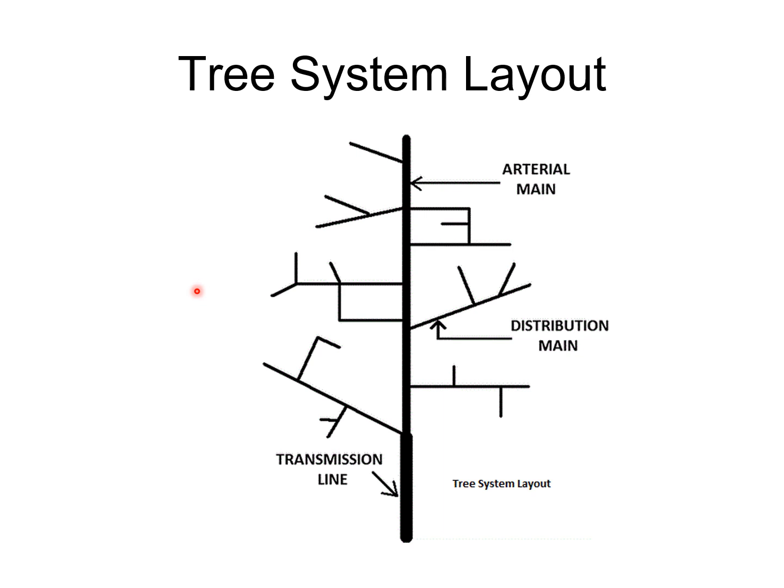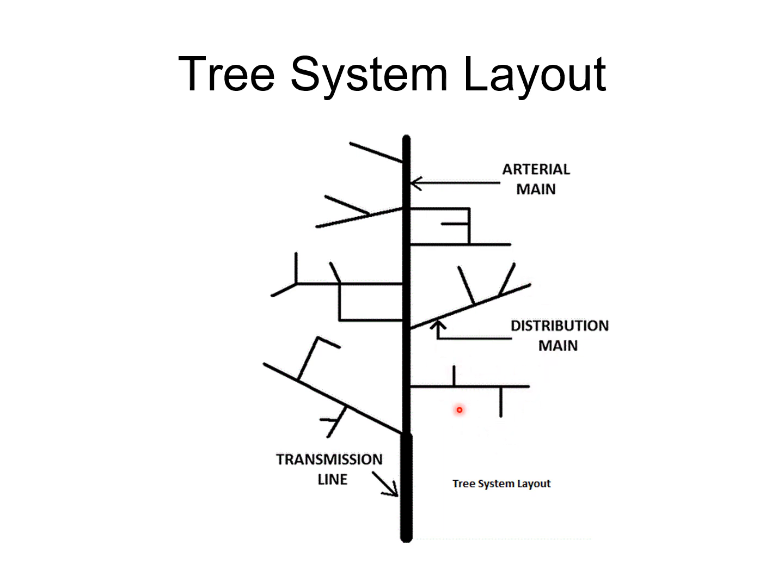Next, you got the tree system layout. Like I said, lots of dead ends. You got a large transmission main, and distribution mains are connected to that. But then it leads to dead ends. And like I said, that's not good for water quality.